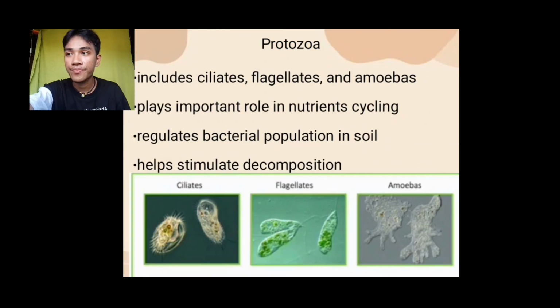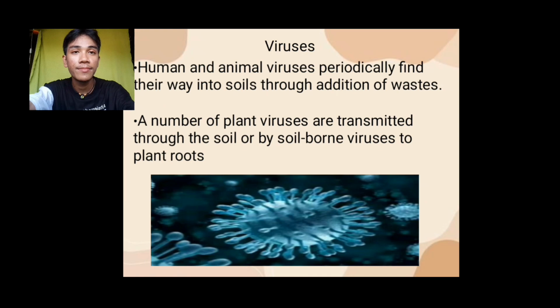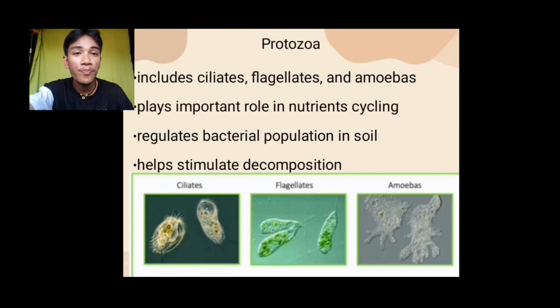And the fifth one, which is the protozoa, it includes ciliates, the flagellates, and the amoeba. And it plays an important role in nutrient cycling and regulates bacterial population in soil, and of course it helps stimulate decomposition. So as you can see in the picture, that is the ciliates, the flagellates, and the amoeba.